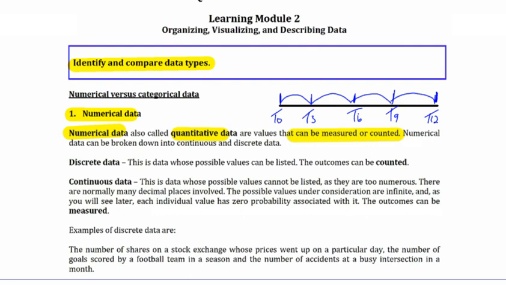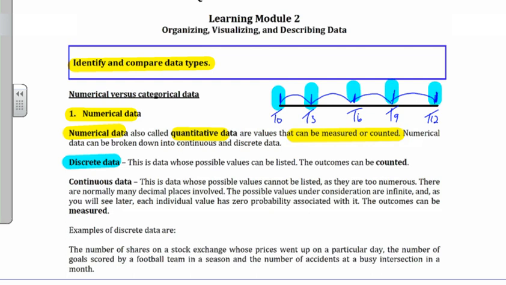This is what we would call discrete data. Why discrete data? Discrete is at specific points in time. What do you notice about discrete? The outcomes can be counted. How many times am I compounding? 4 times. We can count it, nice and easy.